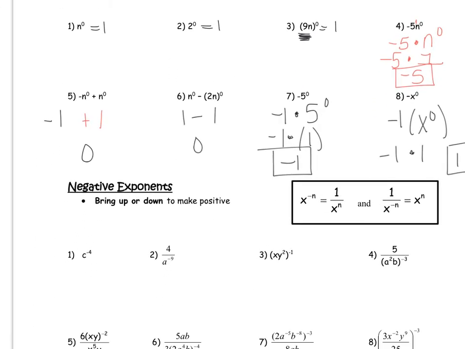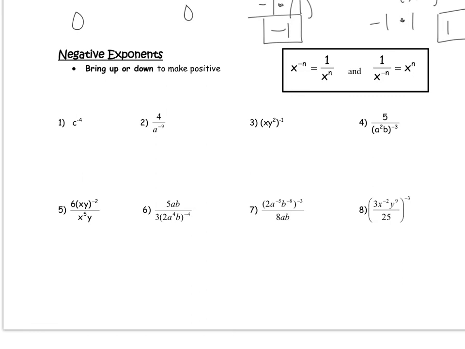Alright, last but not least, let's move on to negative exponents. If the exponent is negative, you can bring it to the denominator of a fraction and it becomes positive. If it's negative on the bottom, you can bring it to the top and it becomes positive. So this is like over 1 and over 1. So if it's in a fraction and on top it's negative, you bring it down, it becomes positive. If it's on the bottom and it's negative, you bring it up and it becomes positive.